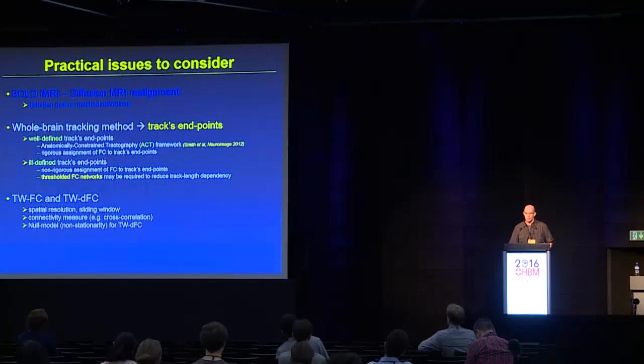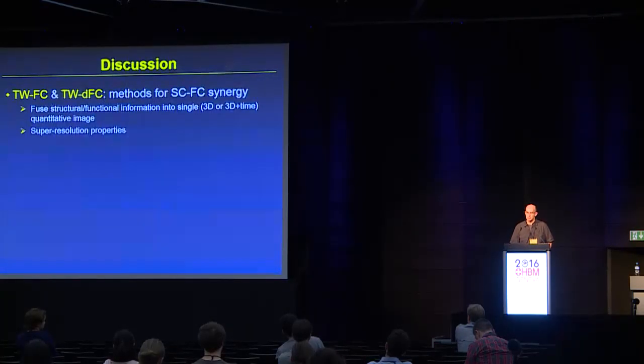For the track-weighted functional connectivity, the key thing for both of them is to choose, as I mentioned, the spatial resolution, the sliding window, and what connectivity measure you use. We've been using the cross correlation, but other ones can be used. And one thing that we're currently working on, and is a very active field in dynamic functional connectivity, is what particular null model you're going to be using to test if this is just noise or is real dynamic information.